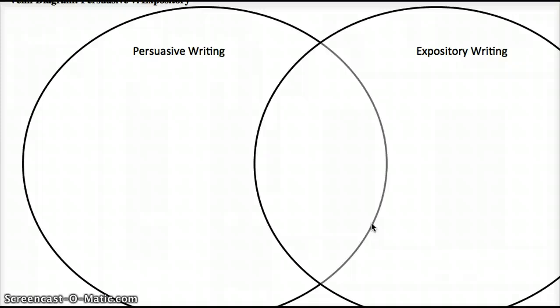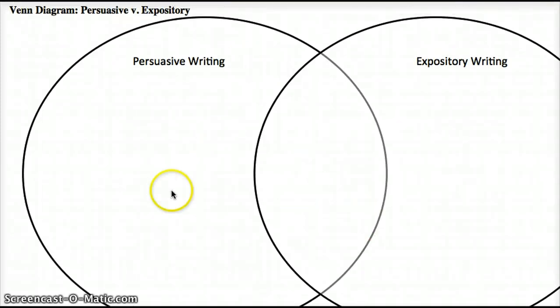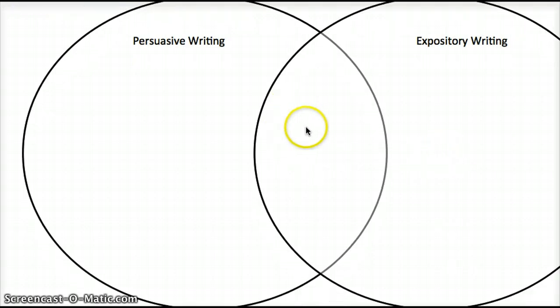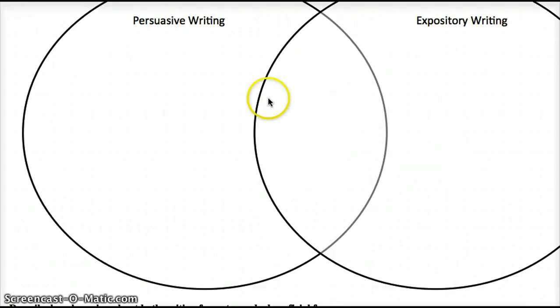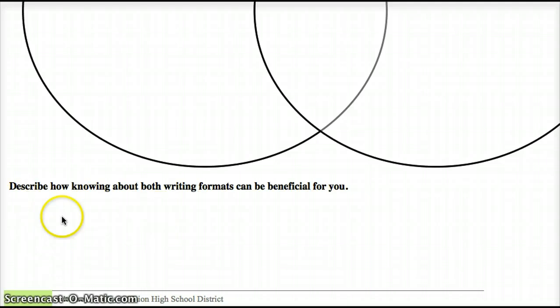and you will instruct one person, person A, to talk about what they wrote for persuasive writing. The other person should add anything that they may have missed. The other person will talk about what they wrote for expository writing, again, adding anything that they may have missed. And then they'll both share their answers for what they wrote in the middle and then the answer to this question.